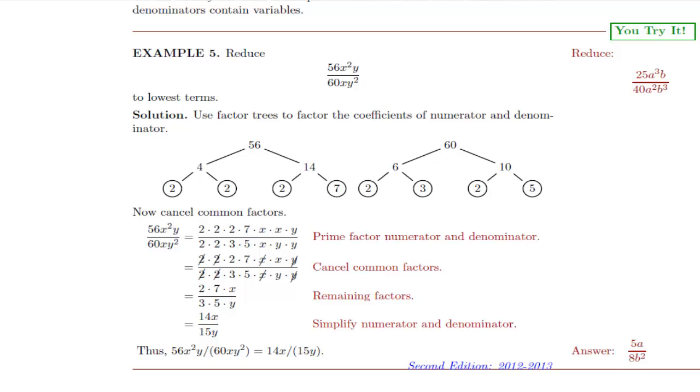So the prime factors of 56 were 2 times 2 times 2 times 7. The factors of x squared is x times x. And y, there's just one factor of y. In the denominator, we have prime factors 2 times 2 times 3 times 5, x, and 2 factors of y. Canceling what's in common, they have 2 2's in common, an x in common, and a y in common, and we're left with 2 times 7 times x in the numerator, and 3 times 5 times y in the denominator. Simplifying this, 2 times 7 times x is equivalent to 14x, and 3 times 5 times y in the denominator is equivalent to 15y. Thus, 56x squared y over 60x y squared equals 14x over 15y.